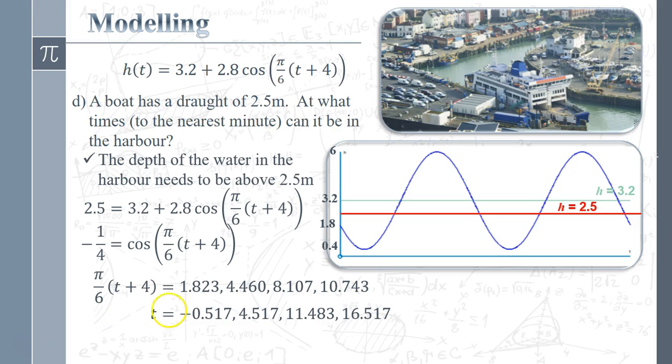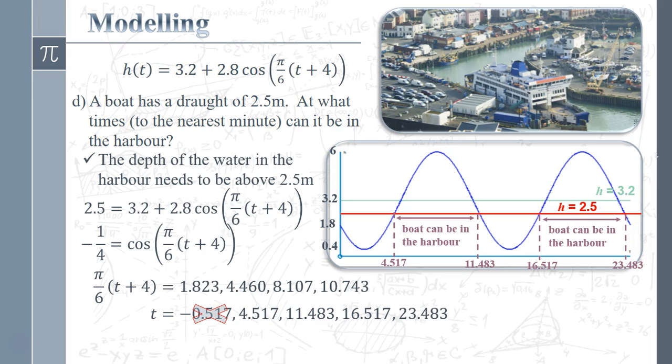And the first thing we notice again is we've got a negative value for time, so that one's no use, so we'll have to replace it with the next one up. And so there, what we've got is our values. Now if we have a think about those in terms of our graph, we've got that value there and that value there, which means the boat can be in the harbour when the water level is above 2.5. And then the same thing is happening at the second period of a higher tide, so that's that period there.